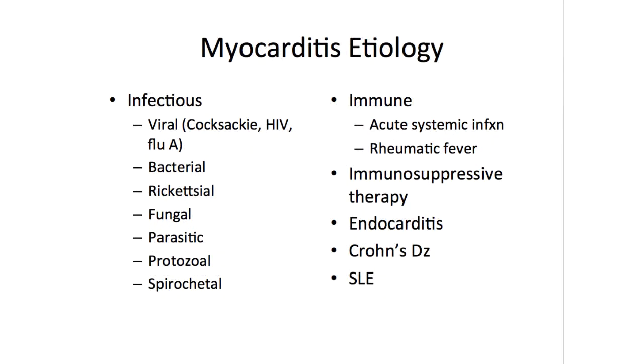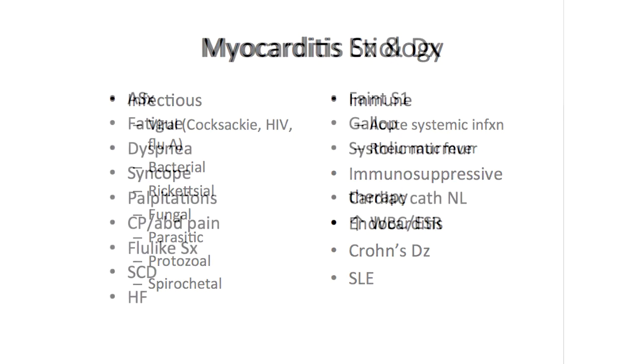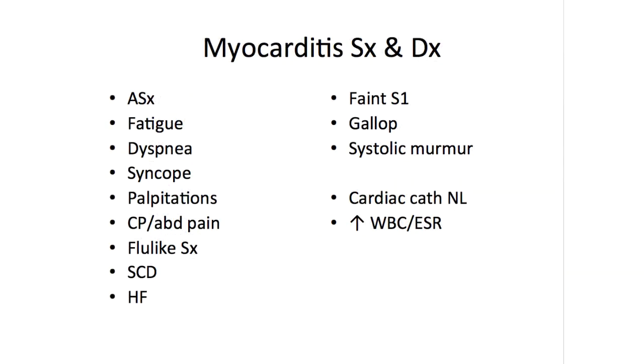The causes of myocarditis can fall into the category of infectious or immune, but can also be due to immunosuppressive therapy, endocarditis, Crohn's disease, or systemic lupus erythematosus. Myocarditis may be asymptomatic, but the patient may present with fatigue, dyspnea, syncope, palpitations, chest or abdominal pain, flu-like symptoms, symptoms of heart failure, or may experience sudden cardiac death.